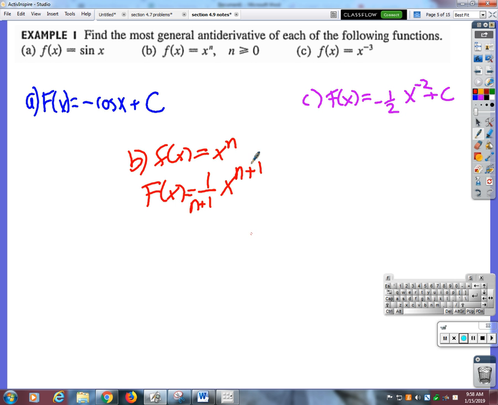Because when I put this in front, it has to cancel with that, so I need a 1 over that in front. And then when I subtract 1 from the exponent, I'm just left with x to the n, and then, of course, plus c. Okay?